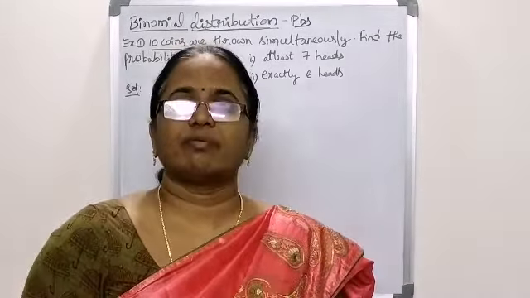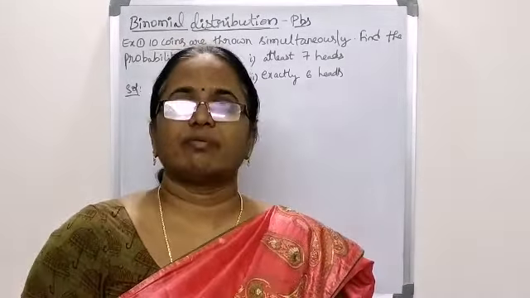Now look at the first case. What is the first case? Probability of getting at least 7 heads, right? In symbolic form it is written P of at least 7 heads, which means for the random variable x, at least 7 means it is greater than or equal to 7, at least the minimum. So it is x greater than or equal to 7.